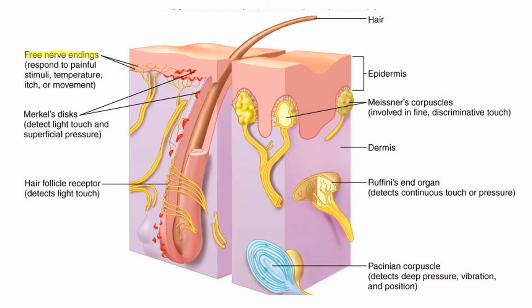And then you have your Merkel discs. They detect light touch and superficial pressure. Next, you also have your hair follicle receptors, which detect light touch. And then you have your Meissner corpuscles, which are involved in fine discriminative touch. And then you have your Ruffini's end organ, or the Ruffini's corpuscle, which detects continuous touch or pressure. And then the Pacinian corpuscle for deep detection of pressure, vibration, and for position.